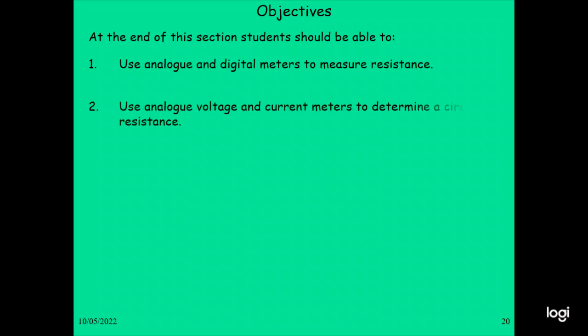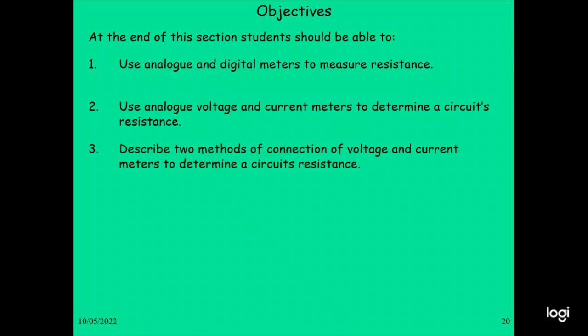So in lesson 4, in this session, students should be able to use the analog and digital meter to measure resistance, use the analog voltage and current meter to determine the circuit resistance, describe the two methods of connection of voltage and current meters to determine the circuit resistance, and compare these two methods of connection.